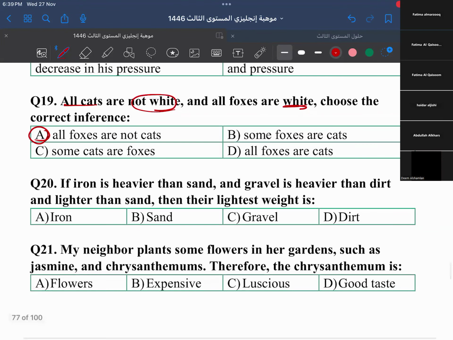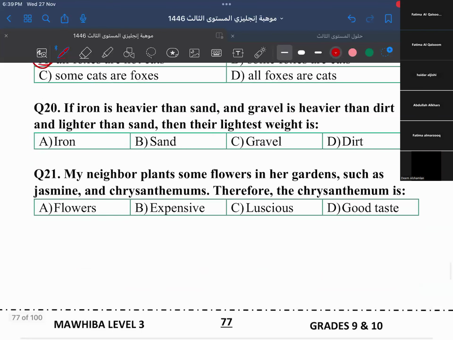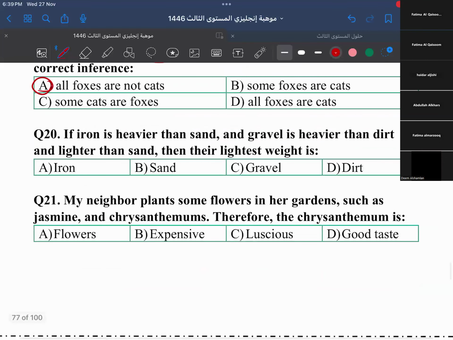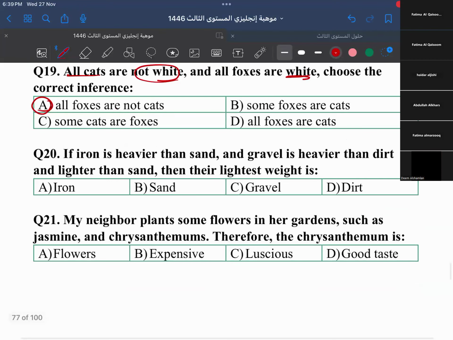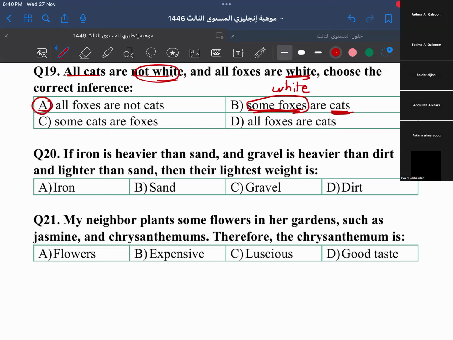Excellent. Why not B? Yeah, so here in B, they're saying that some foxes are cats. So we said that all of the foxes are white, right? Yeah. So if it's white, we said that cats cannot be white. All of them are not white. So those white foxes cannot be cats. I thought that some cats were white. No, all of them. Yeah. Okay. Question 20.